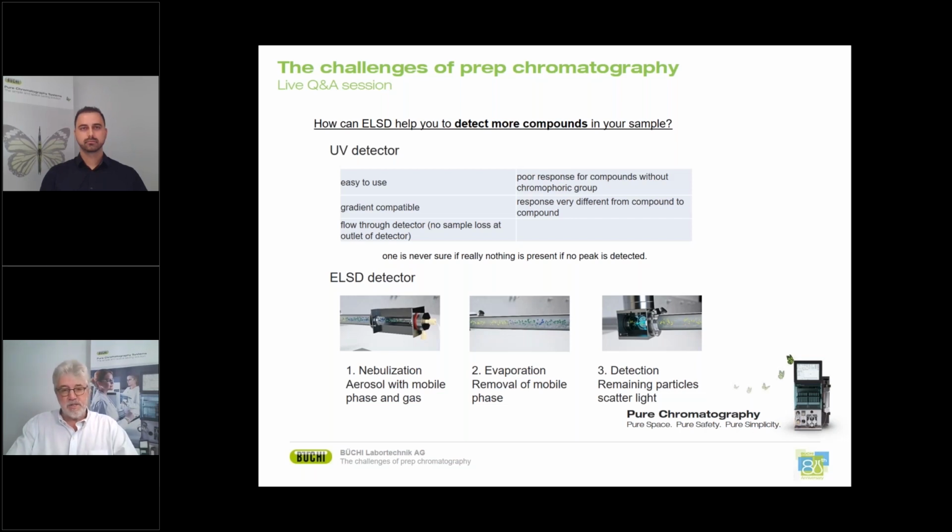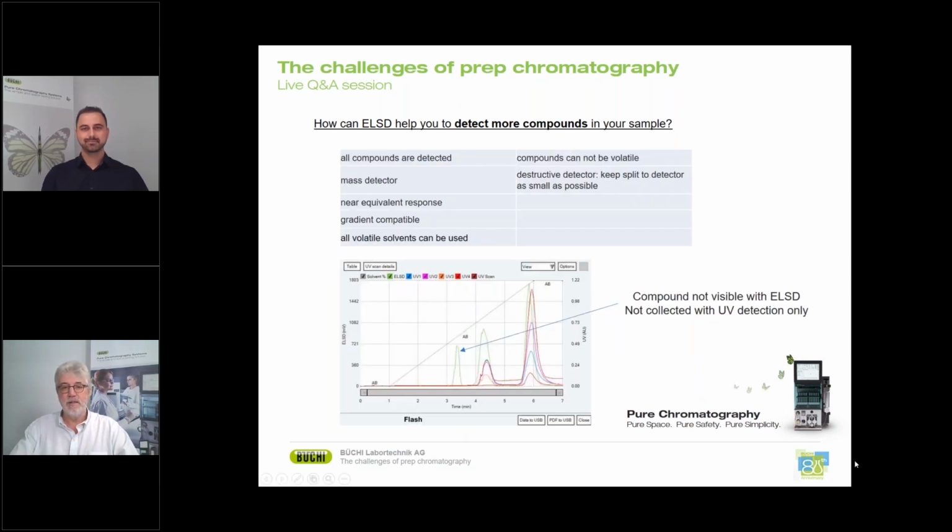The third part is the important step, where these non-volatile particles enter the real detector block. In that detector block, a light beam is generated, and that can be a lamp or a laser or whatever. So these solid particles hit that light beam and scatter light. And the scattered light is then related to the amount of compound that is present in the sample.